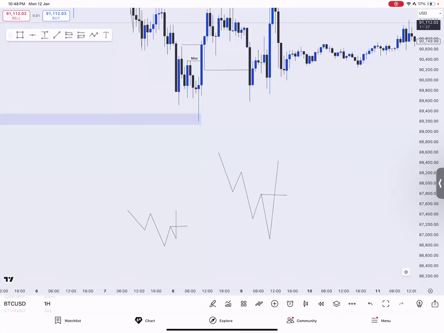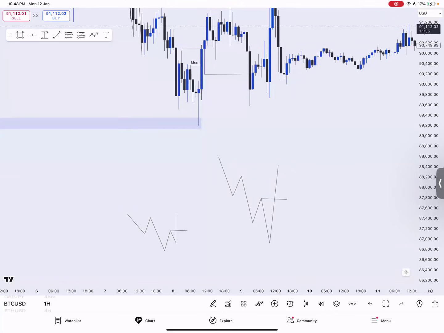So it's somehow to just generalize and call it a breaker. So I don't know what to call it. So I'll just call it failed zones. Failed zones, order blocks, and then failed zones. Why I call them failed zones is because price breaks past them.